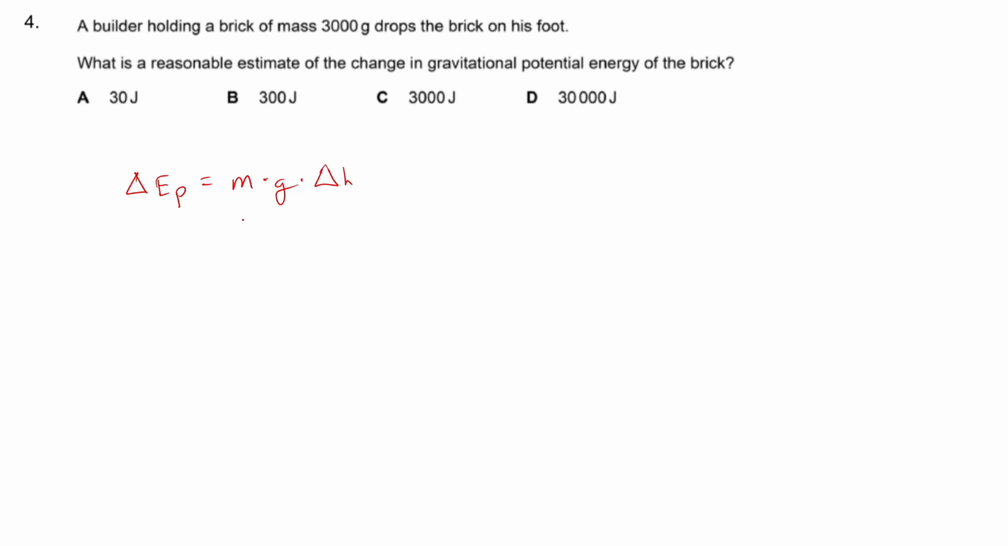So the mass of the brick is about 3 kg. Make sure you have the right SI units. The gravitational field strength is 9.81 meters per second squared, times, I would say, around 1.5 meters. And this equals something in joules. If you calculate this out, you should get about 30 joules, which is A.